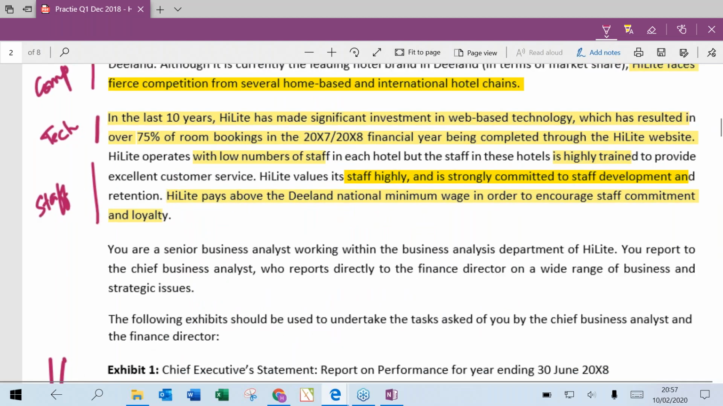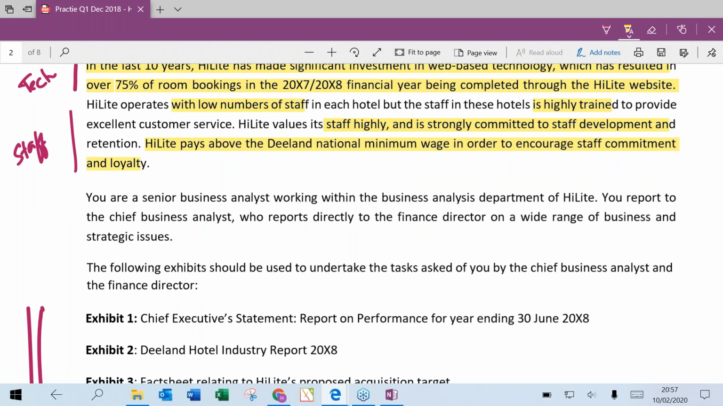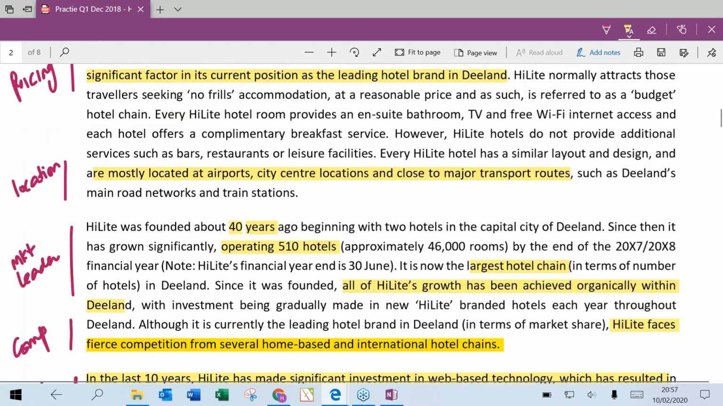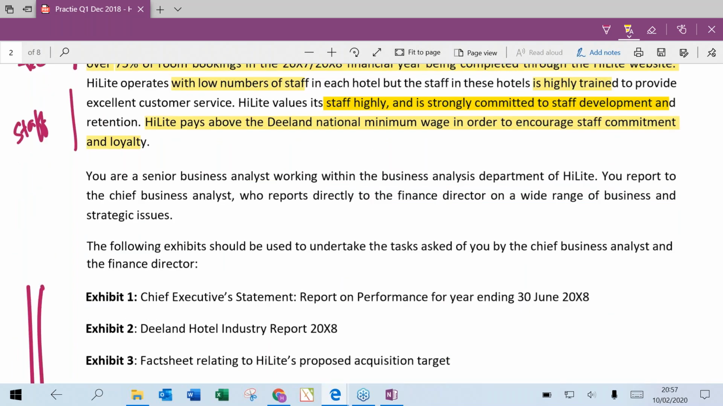So we're done with the background. Okay. It's about a hotel. So you are a senior business analyst working with the business analysis department of Highlight. That's my role. What am I? I am a senior business analyst working with the business analysis department of Highlight. So I'm one of the employees.